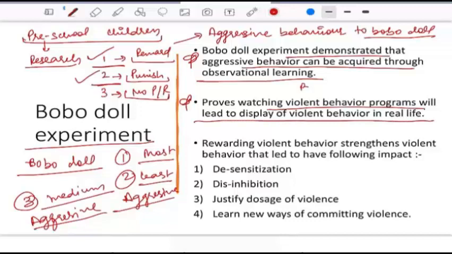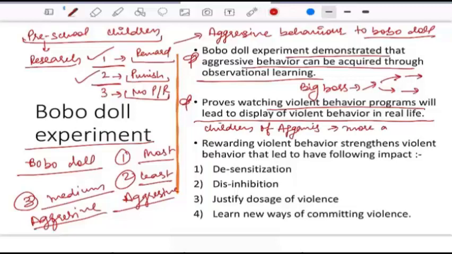What they are doing in Big Boss, they keep fighting with each other, saying anything, illogical things. So when you have an argument with someone, you use these tactics and try to defame or drag them to a lower level. So violent behavior programs will lead to display of violent behavior in real life. There is a very good study on this as well. The children of Afghanistan are more aggressive than Indian children. Same with Syria. I hope you got the point now.